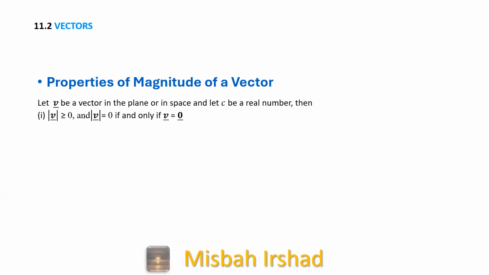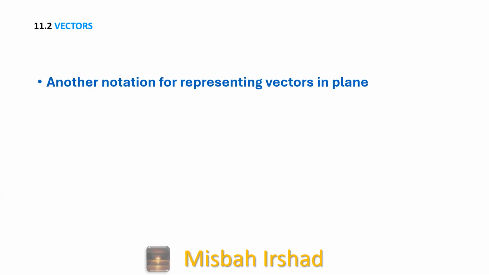So there are a few properties of magnitude. Magnitude is always greater than or equal to 0. If it is equal to 0, then the vector is actually a null vector. And the magnitude of a scalar multiple is the absolute value of the scalar times the magnitude of the vector.